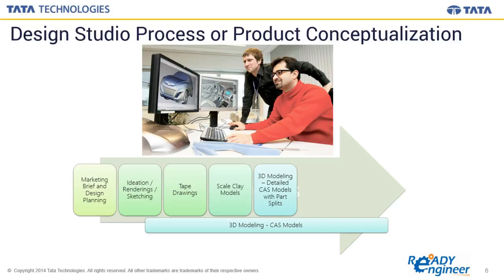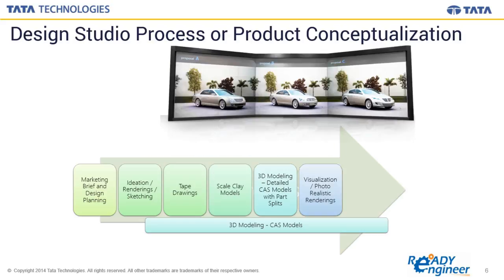Then we make the model again on CAS, and we replicate that again on clay. Refinements are done on clay, it's taken back to the CAS model, and this process keeps on going until we arrive at a situation where the management and the designer are happy about the overall physical form of the car. Once we have very thorough clay models and CAS models, we start with photorealistic rendering. These renderings are very accurate in depicting the look and feel of the car in a particular environment.